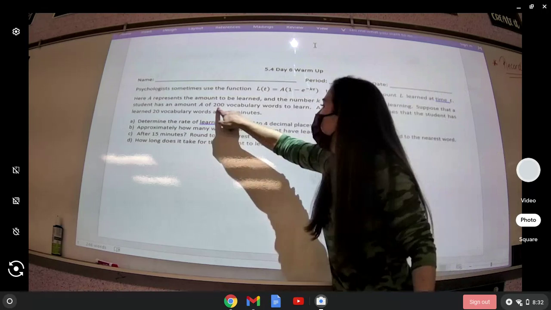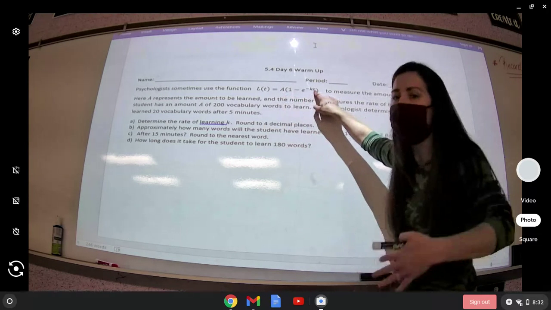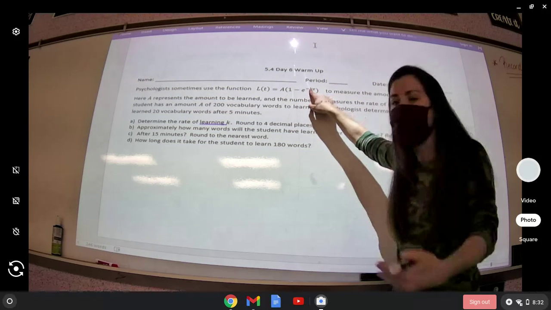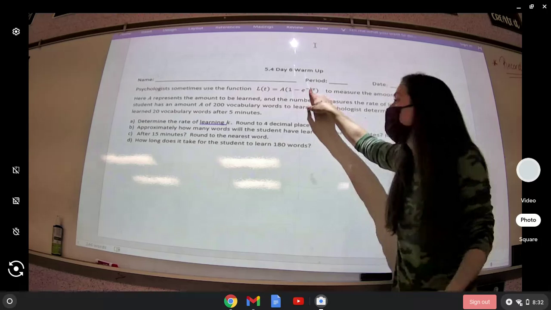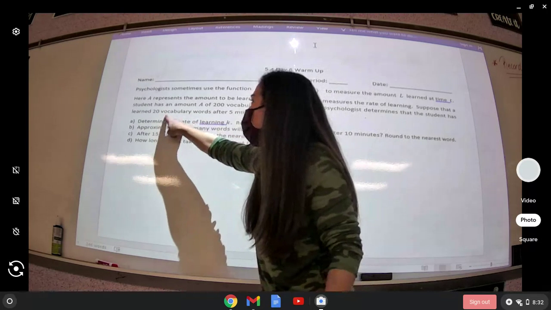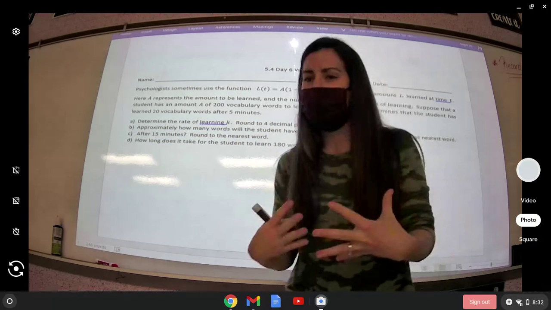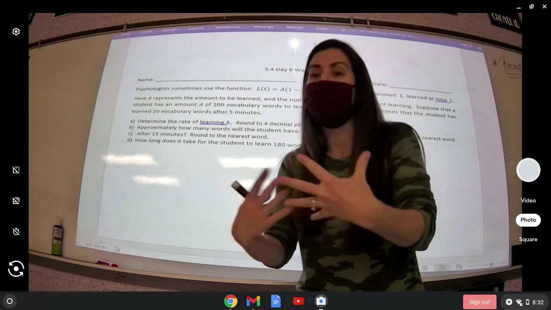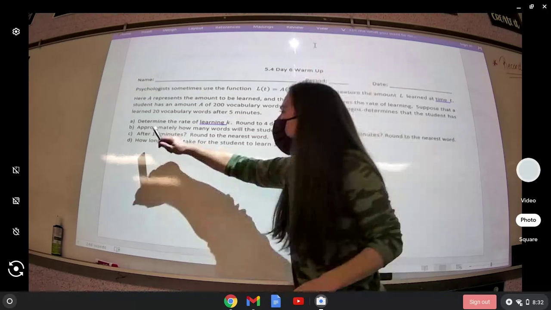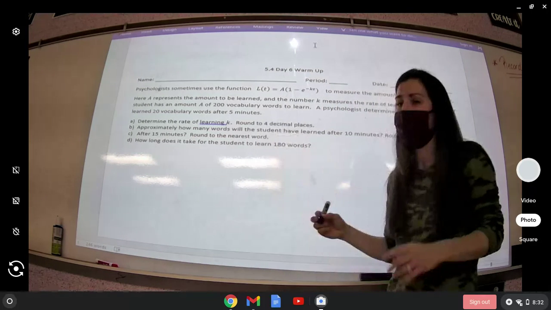So I know I'm going to be able to plug 200 in for A. Time is normally what we will be plugging into this function, but K, the learning rate, wasn't given to us. But guys, what they just told us is we know he learned 20 vocab words after 5 minutes. So they're giving you enough information to find out what his K is. What is this student's learning rate? So in part A, they say, determine the rate of learning K, round to 4 decimal places.